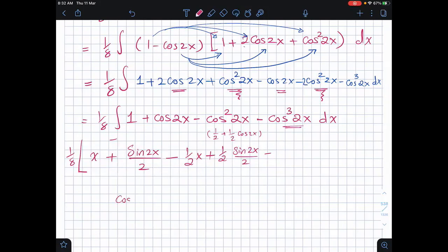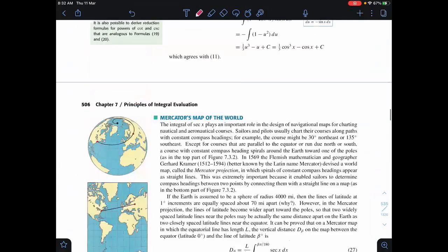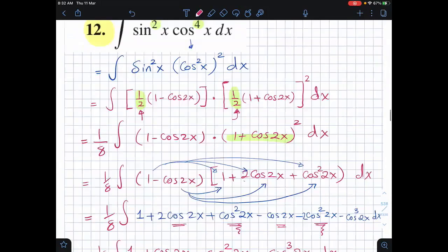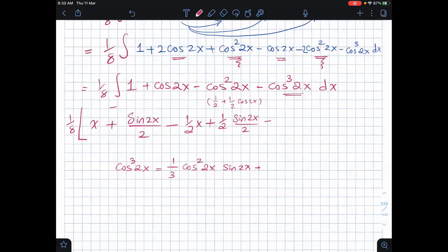So we can do it here quickly, separately. It's 1 over n, meaning 1 over 3, and then cosine to the n minus 1, so cosine squared 2x, sine 2x. And then plus n minus 1 over n, so minus 2 over 3, I have the rule written beside me. So n minus 1 over n, which is 2 over 3. Correct.